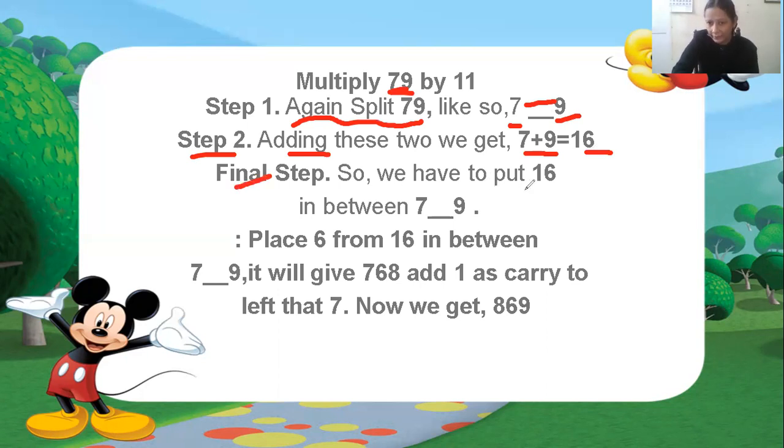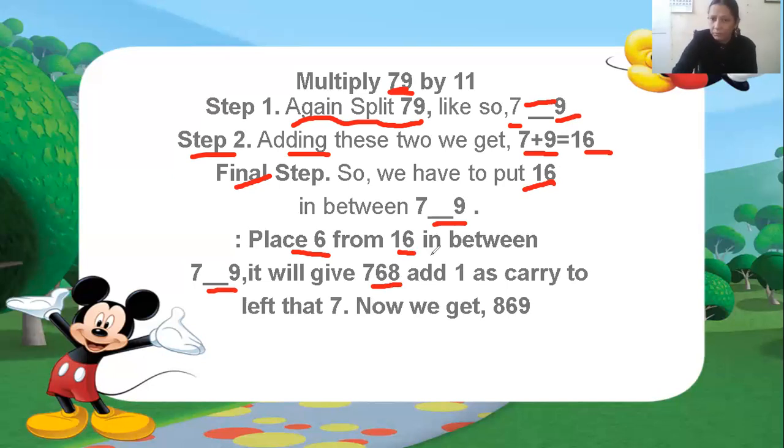So how will you do your final step? You have to put this 16 in between this 7 and 9. From 16, as you have seen in the previous question, only the unit digit you can keep here. 6 is the unit digit here, so you can only place this 6. From 16 you only have to place 6 in between this 7 and 9. When you write down here 6, you will get here 768.